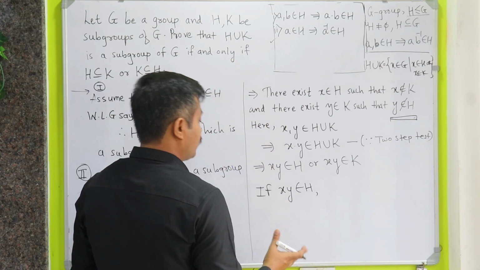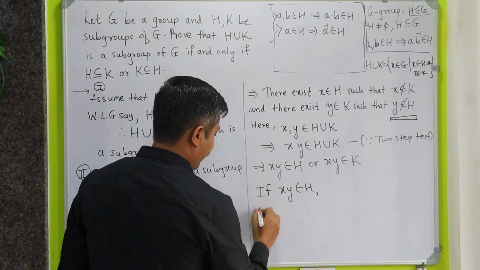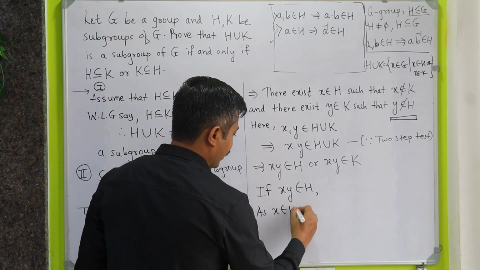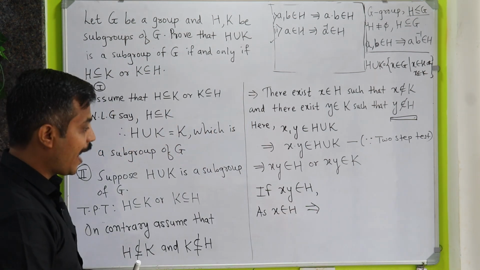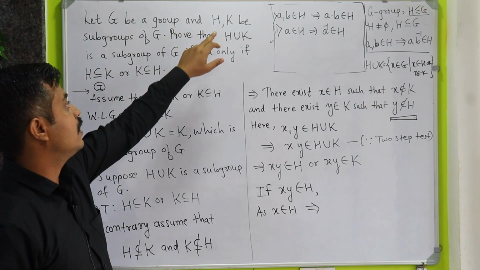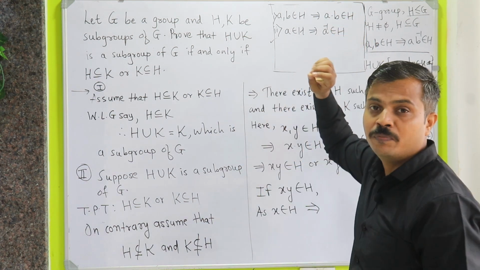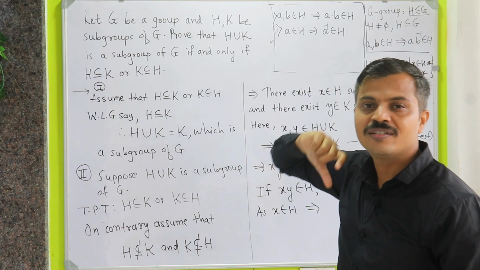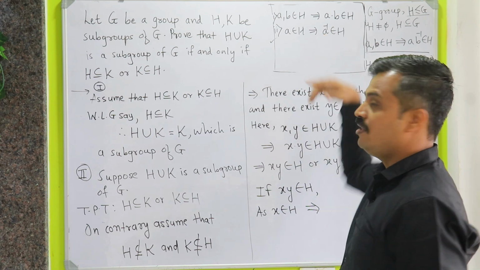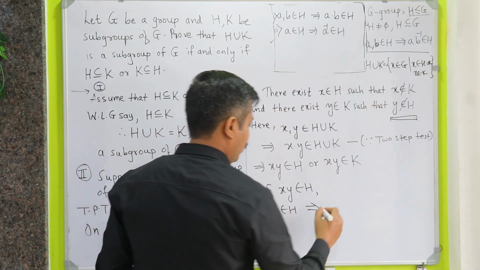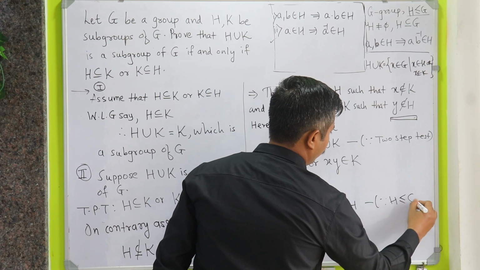First of all, X is already in H, that we know. And remember X is in H and H is already a subgroup of G. Since H is already a subgroup, it will satisfy this two-step subgroup test. So since X is in H and H is a subgroup, X inverse will also lie in H, right? So I'll say this implies X inverse lies in H. What is the reason? Since H is a subgroup of G.